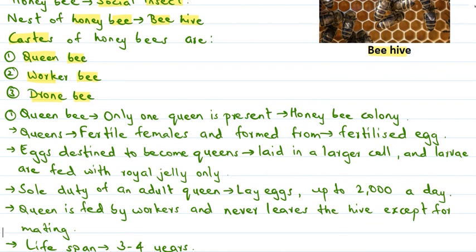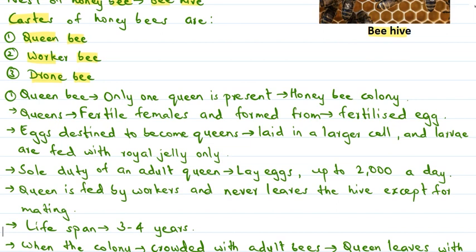So we first discussed about the queen bee. There is only one queen in a honeybee colony. Queens are fertile females, and they are formed from fertilized eggs. The eggs that are destined to become queens are laid in a larger cell, and the larvae are fed with royal jelly only.